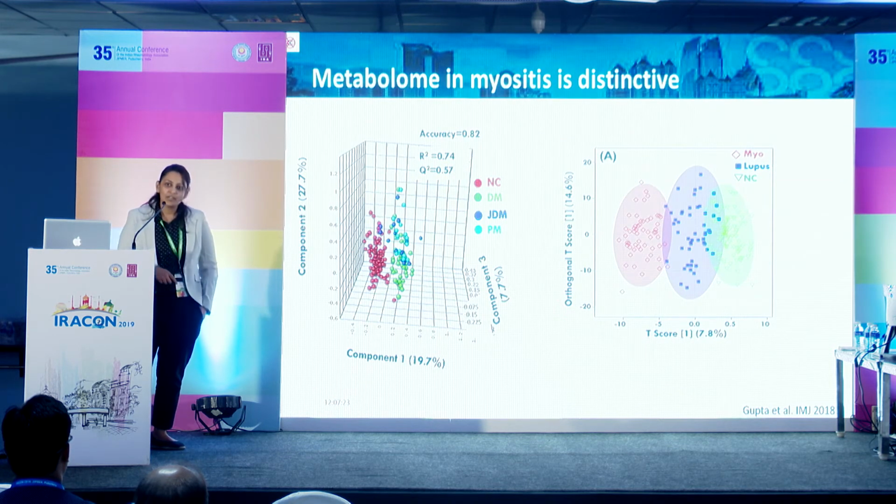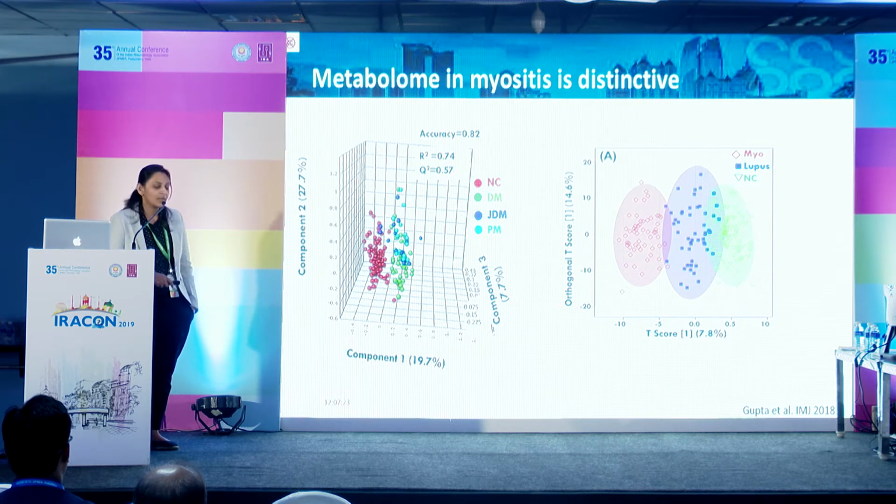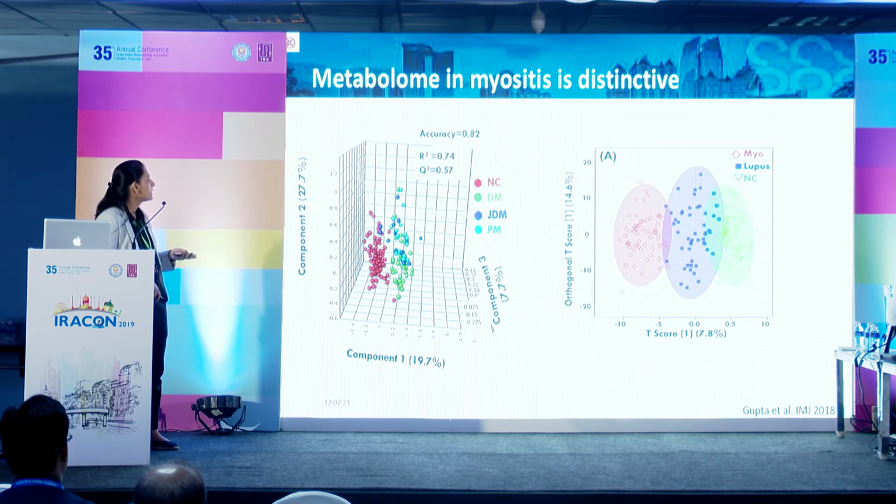So we tried to look previously at the role of metabolomics in predicting disease activity in myositis, and we found that healthy controls are distinctive. Myositis is distinctive from healthy controls, although DM and PM came in the same category, and myositis also exhibited differential clustering with respect to other diseases such as lupus.